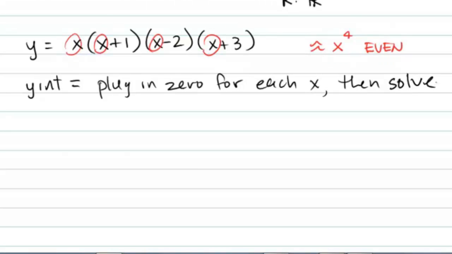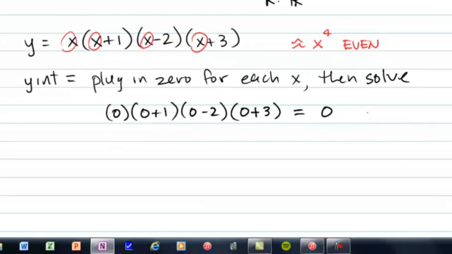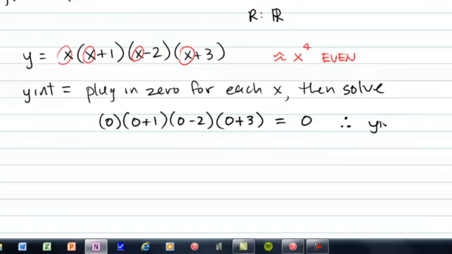In this one, it's going to be relatively easy because there's an x out front, which means that no matter what I multiply by, everything's going to equal 0. But this ends up looking like 0 times 0 plus 1 times 0 minus 2 times 0 plus 3, which equals 0. So therefore, the y-intercept equals 0. So what that tells us is that on our graph, it's going to go through 0. It's going to go through the origin.